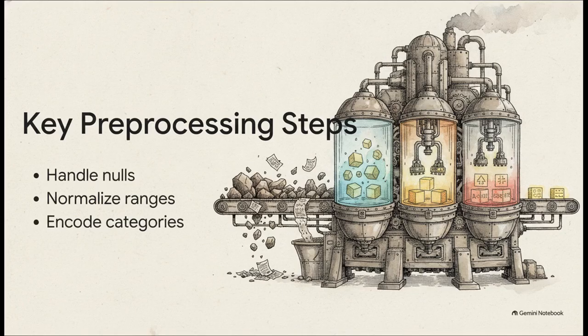First off, handle your missing values. You've got to impute, drop, or flag those nulls. Second, normalize your numeric ranges. You do this so no single feature artificially bosses the model around just because its baseline numbers are naturally higher. And third, encode your categorical fields. You literally have to translate text-based info, things like OS type, region, or alert severity, into numerical formats that the model can actually read and digest.